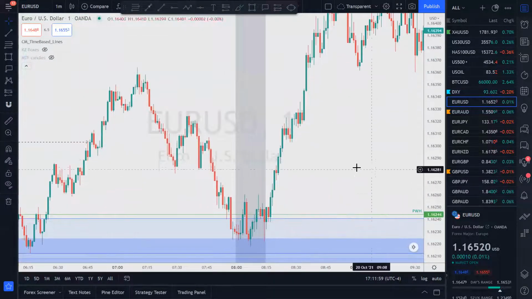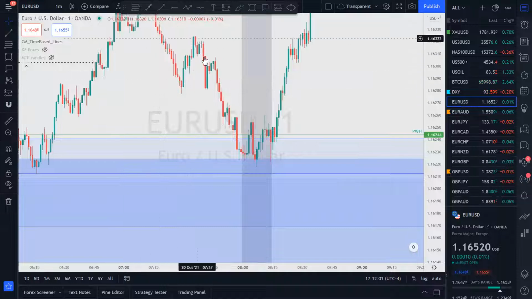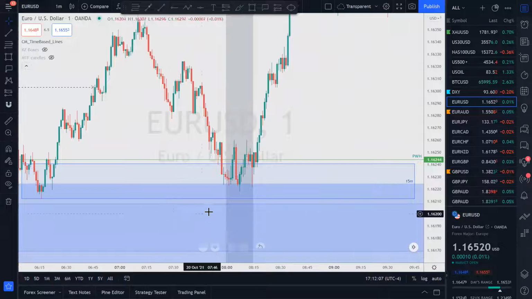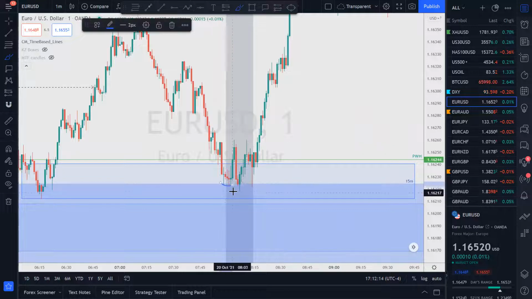I'm hoping that you're keeping up with me. Price did make its way down, and I'm getting happier and happier as it gets down here, right? And what does it give me? What do I always look for? A reversal pattern. All I want to see is low, lower, higher. That's all I want to see.